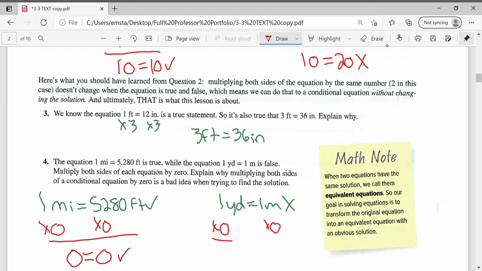I went from something that was false, and now I have 0 equals 0. Uh-oh. I turned my false statement into a true statement. So we cannot multiply by 0 and keep the truth value.